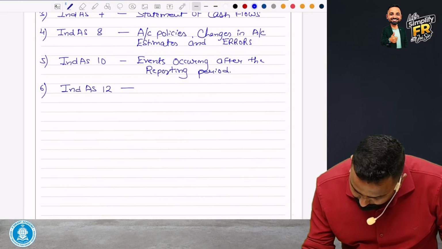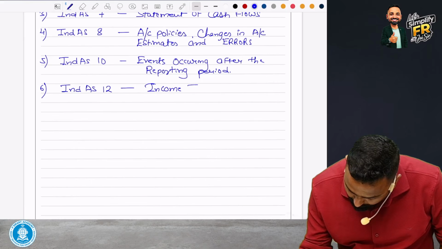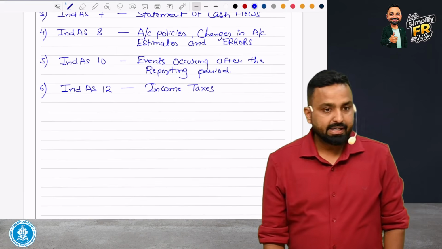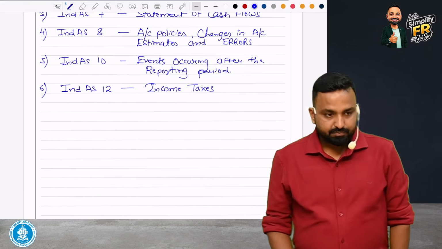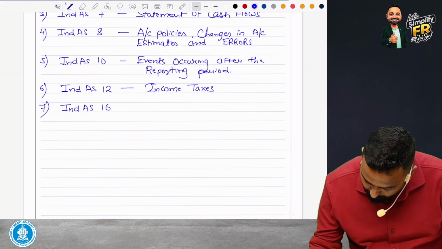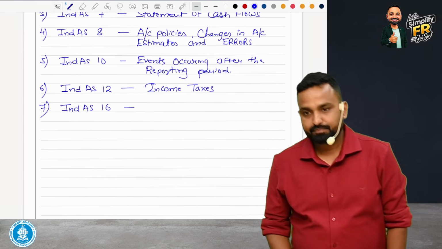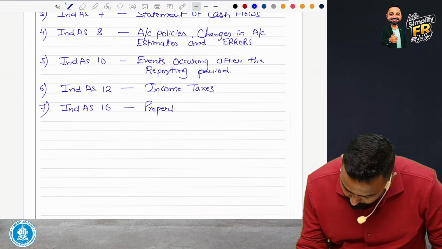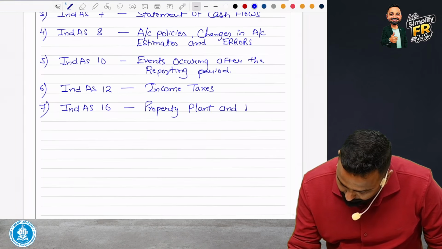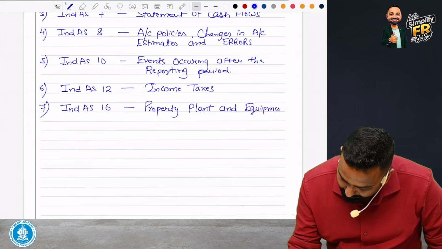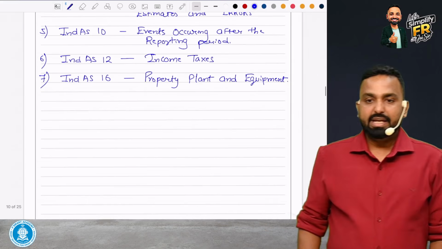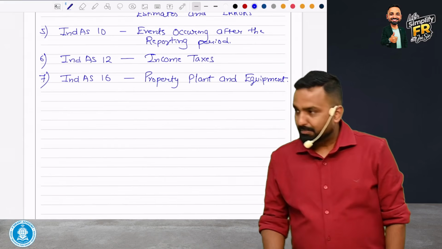Ind AS 12. Income taxes. Ind AS 16. Property, plant and equipment.